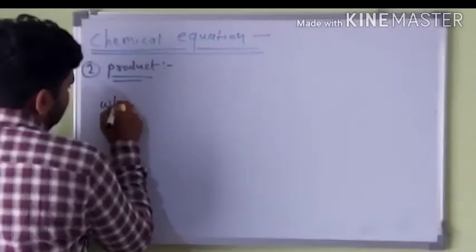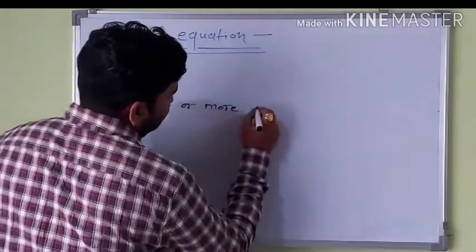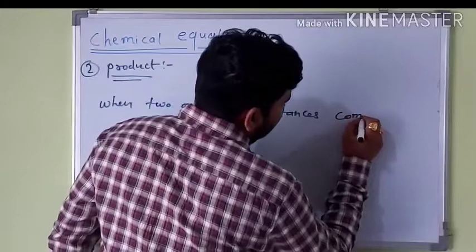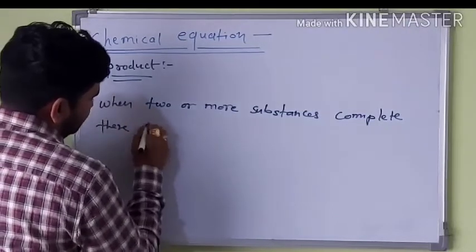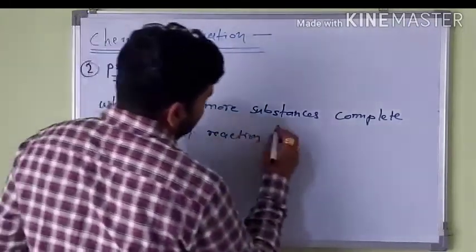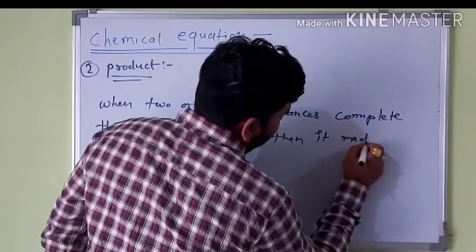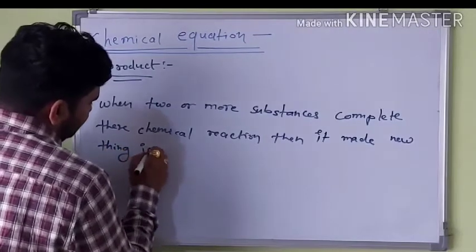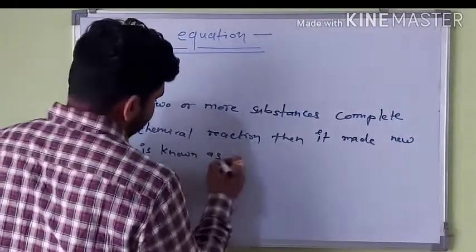Next topic is product. When two or more substances complete their chemical reaction, then the new thing that is made is known as the product.